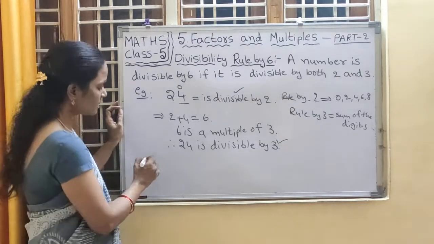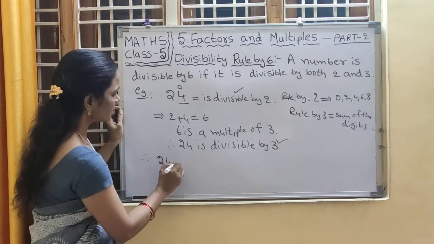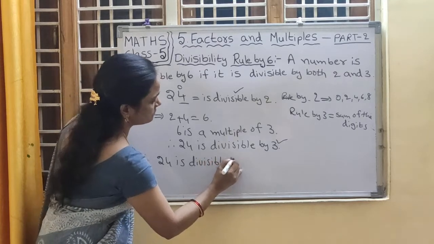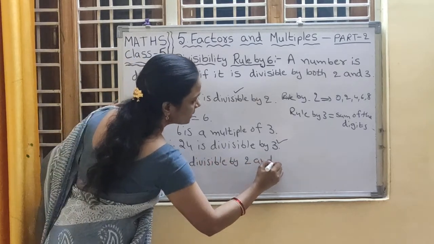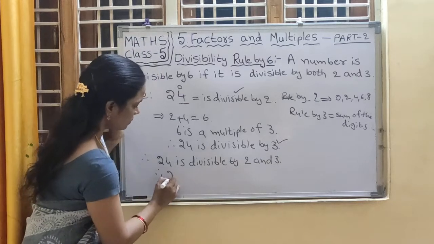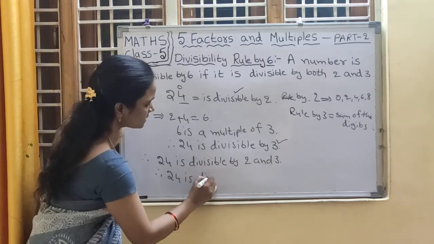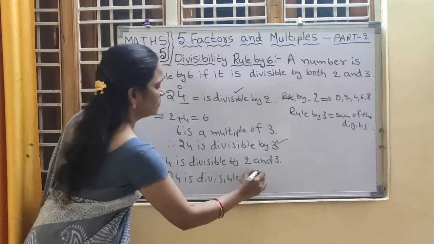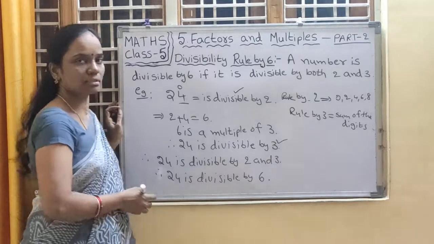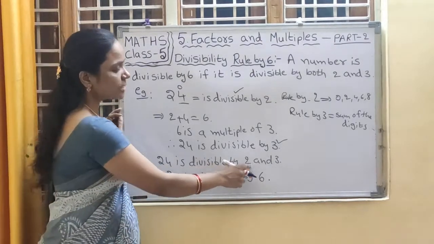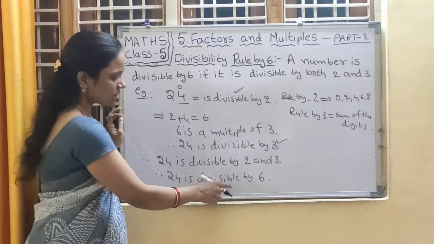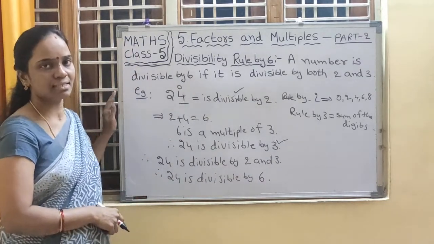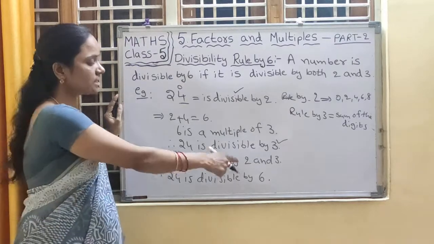So final answer, what is the final answer? 24 is divisible by 2 and 3. Therefore, 24 is divisible by 6 also. So as 24 is divisible by 2 and 3, 24 is also divisible by 6. Understood, children? This is the divisibility rule by 6. Understood, all of you? Yes, note it down.